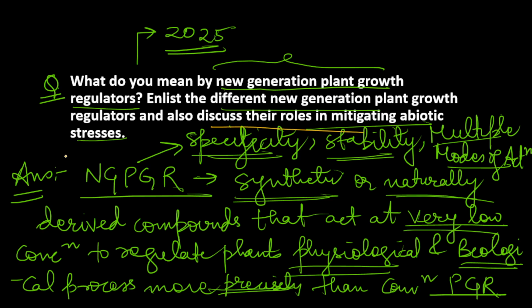Now is the third part of the question. We have to discuss their roles in mitigating abiotic stresses. So we will see their roles in mitigating abiotic stress. So actually, first of all, you can mention some of the mechanism roles in mitigating abiotic stress.